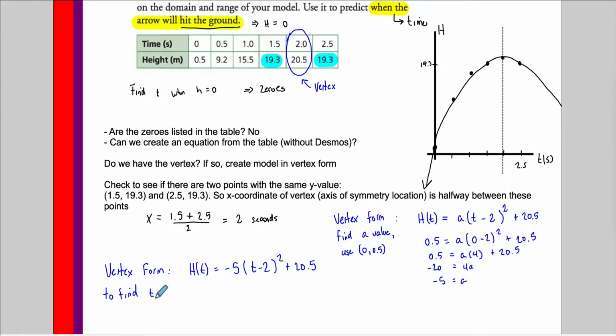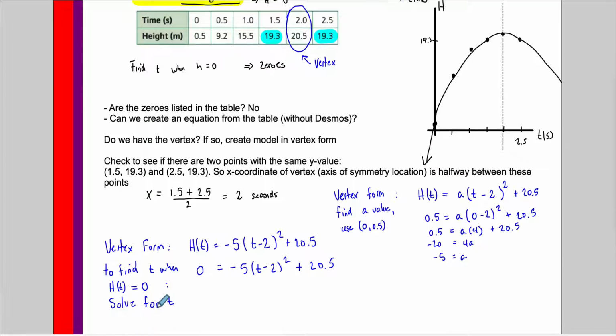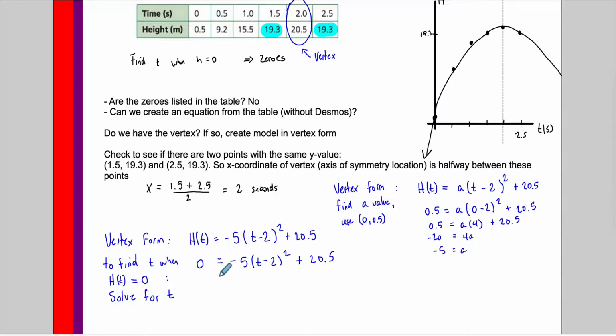So I'm going to find t when h of t equals 0. I'm going to put a 0 in for h of t, and I'm going to solve for t. And this just means using opposite operations. So if I want to get t by itself, I'm going to have to do the opposite operations of BEDMAS. So start by moving addition and subtraction. So take the 20.5, move it to the left-hand side, it becomes negative 20.5.